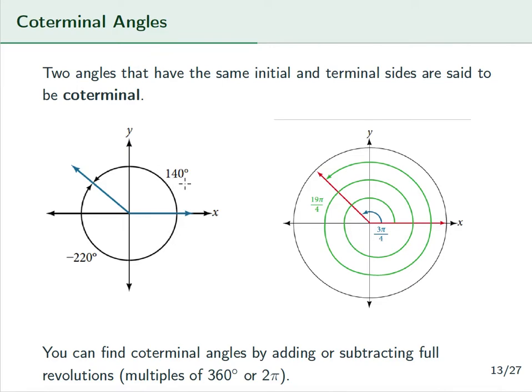So here, we have 140 degrees. If we subtract 360 degrees, we get negative 220 degrees. So we got a coterminal angle. We can also add 360 or 720, any multiples of 360. Then we get a coterminal angle. Here as well, we can keep adding 2 pi. Then we get 19 pi over 4. Again, each angle has an infinite number of coterminal angles because we can keep adding or subtracting 2 pi.